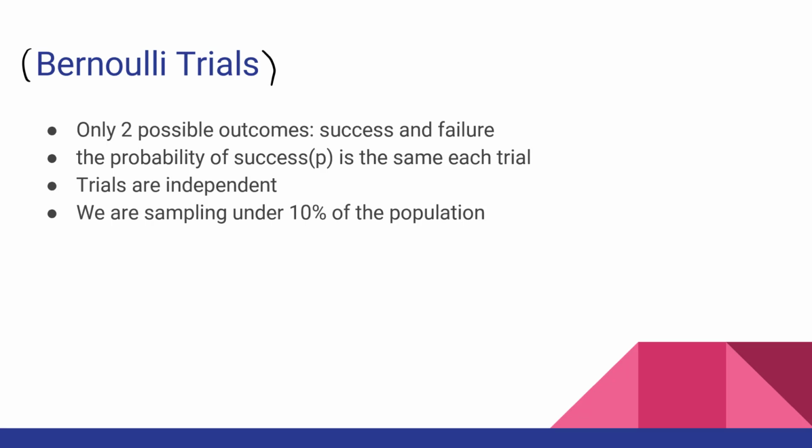And then finally, we have to sample under 10% of the population. This last condition does sound a little bit weird, but it's meant to ensure that each trial remains independent. The way you can model this is to think of a bag of M&Ms. If inside the bag there are 10 M&Ms, and 2 of them are orange, then the probability when you draw an M&M out is 2 out of 10, right?